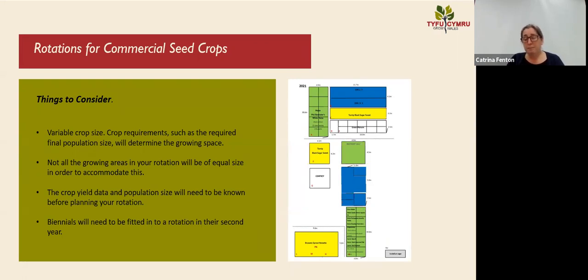You also, obviously, if you're going to be producing seed for quantity and for seed production purposes, are going to be thinking about yield. So depending on what you're planning to grow and the likely yield you're going to get from it, as well as the healthy population size you need, that also needs to be factored into your crop rotation planning. And as we've just discussed, biennials will need to be fitted into a rotation scheme that reflects the fact that they've got different first and second year growing requirements.